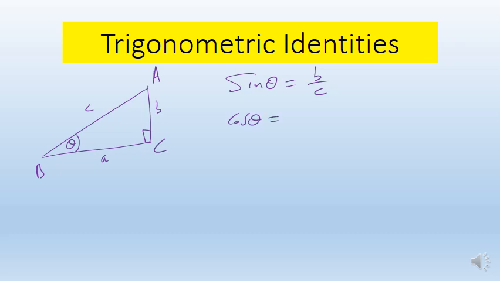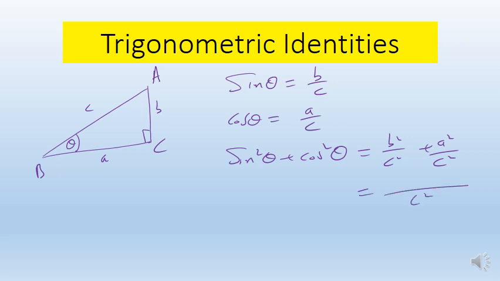Cos theta is a over c. Trig ratios. So what is sine squared theta plus cos squared theta? You square this: b squared over c squared plus a squared over c squared. Common denominator is c squared: b squared plus a squared over c squared. Looks nothing like 1, but you suddenly remember Pythagoras comes to the rescue.